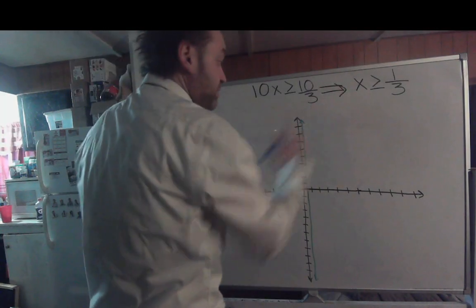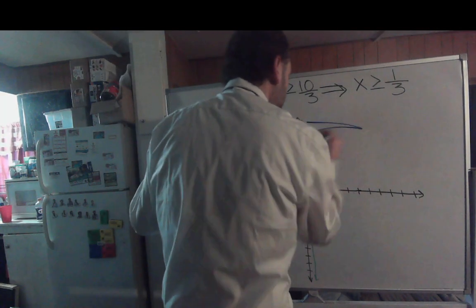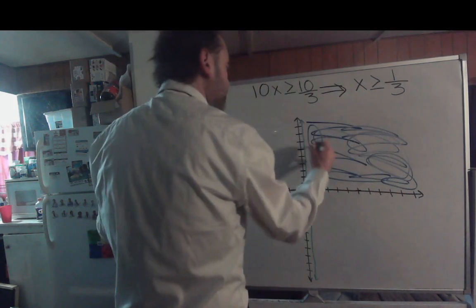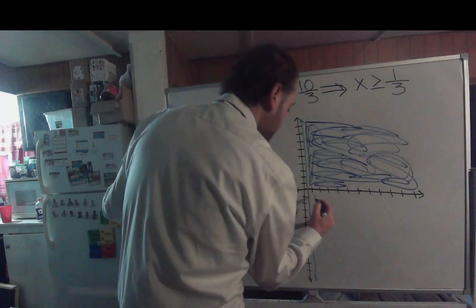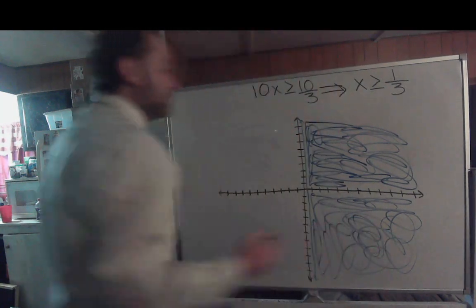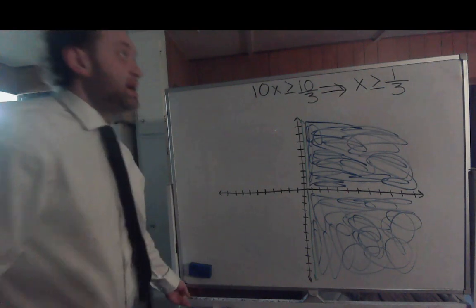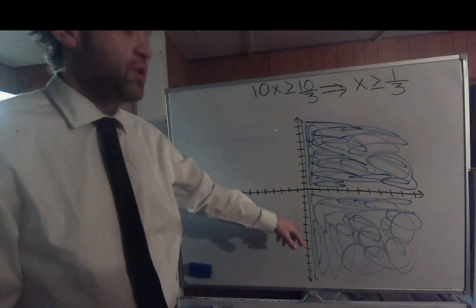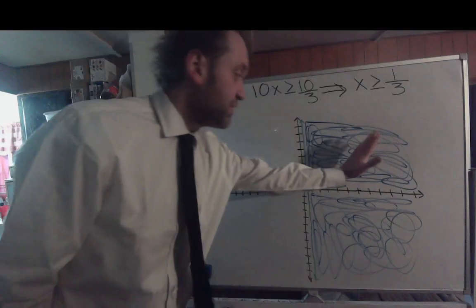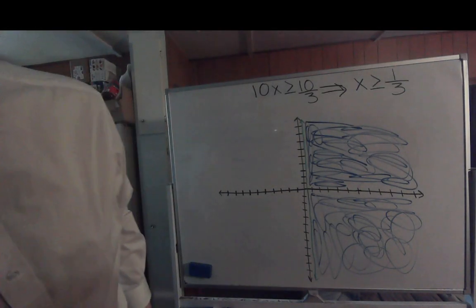And since you have the greater than component, you're just going to shade everything to the right of the line. That'll denote that everything to the right of it, everything greater than this line, is also part of the solution. So since it's got the equal component, you'll draw a solid line through x equals 1/3, and then you'll shade everything to the right of that since it's the greater than component.